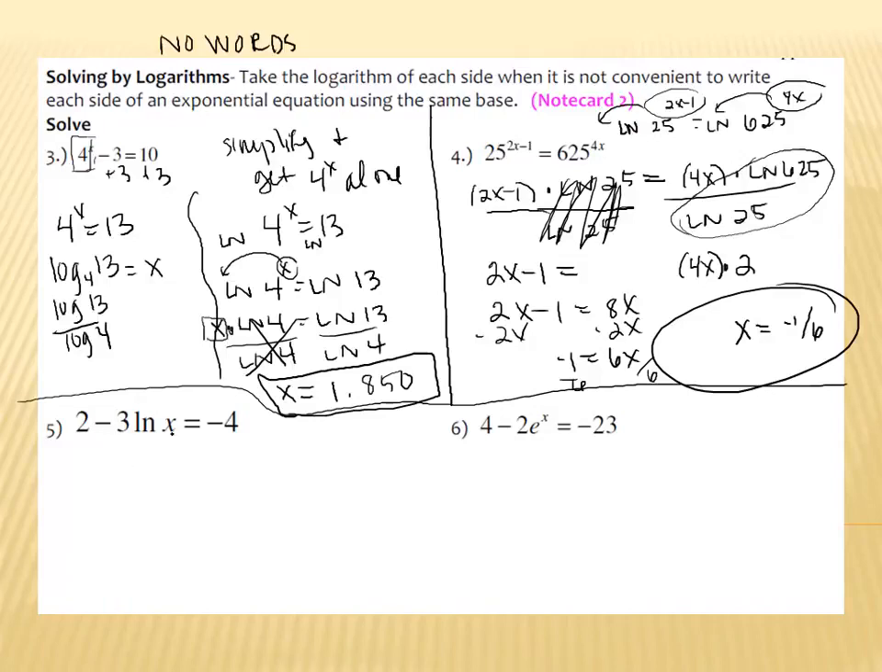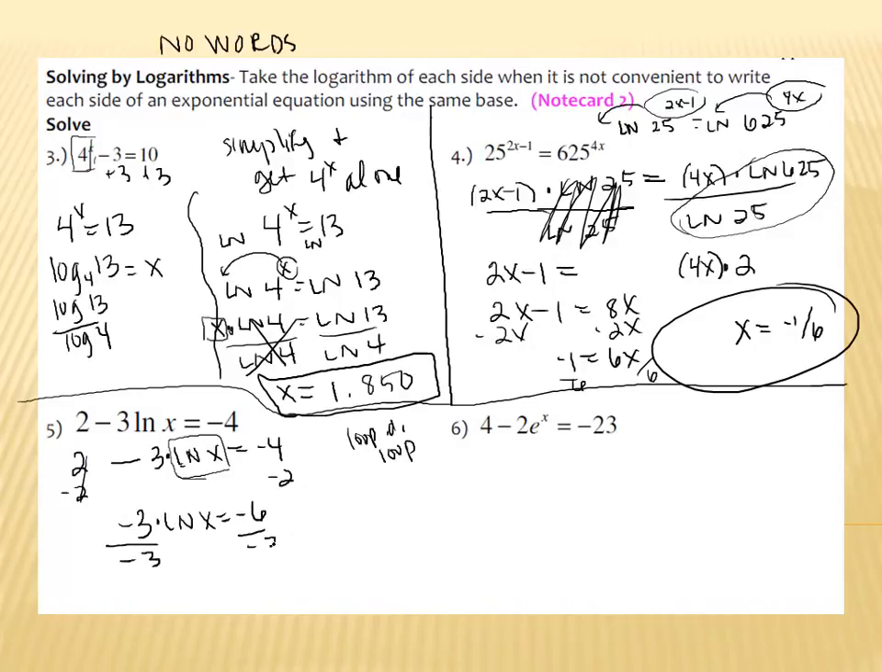So let's take a look at this problem right here. This is saying 2 minus 3 times ln x equals negative 4. Well, I do see that there's one ln in the problem, so I'm going to loop-de-loop. But you can't do that yet until this is all by itself. So slowly but surely you're going to get rid of things that are in your way. So now I've got negative 3 times ln x is equal to negative 6. I'm going to divide by negative 3. ln x is equal to 2.